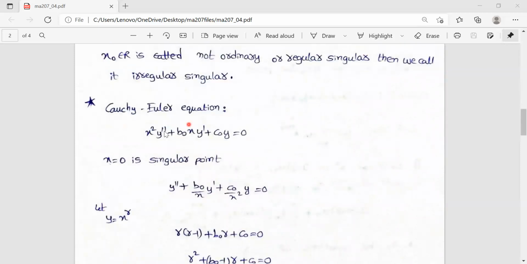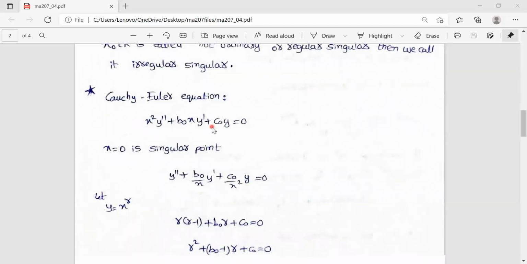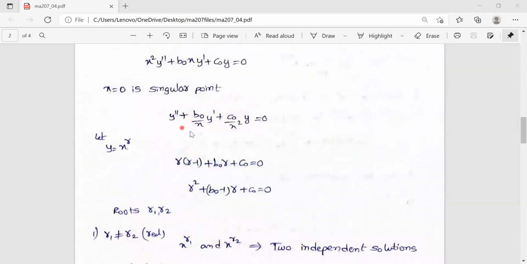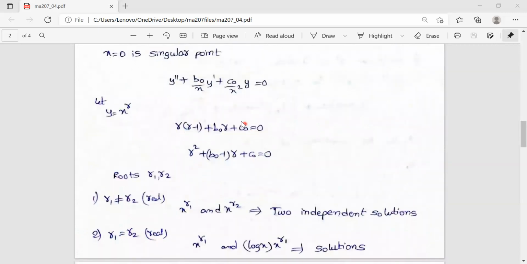Let's consider this ODE. This is called the Cauchy-Euler equation. We can find that x naught is a singular point for this equation. By verification, we can substitute y equal to x power r to find the solution for this ODE. We will get a quadratic equation in r. If we solve this quadratic equation, we will get roots r1 and r2.